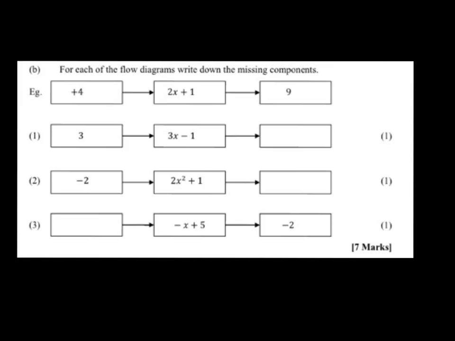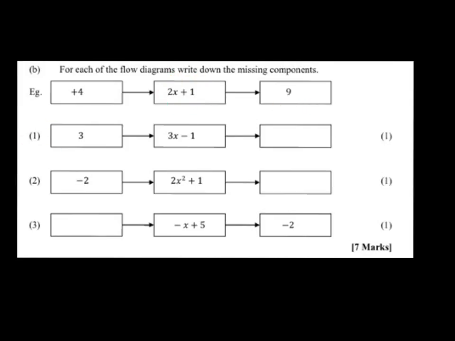In B, we have for each of the flow diagrams, write down the missing components. An example is being given, and I'm going to encourage you to use the example to make sure you understand fully what the question's asking. In the example, we have 4 into 2x plus 1 gets 9. Now, when I say into, I mean we need to take this value of 4 and place it in here for x. So if I put 4 into 2 times x, if I replace the x with a 4, I think you'll agree that gets me 8. 4 times 2, 8, plus 1, that gets me 9.